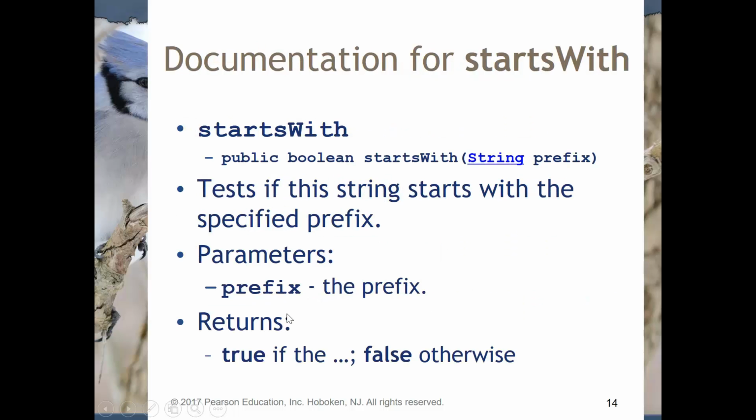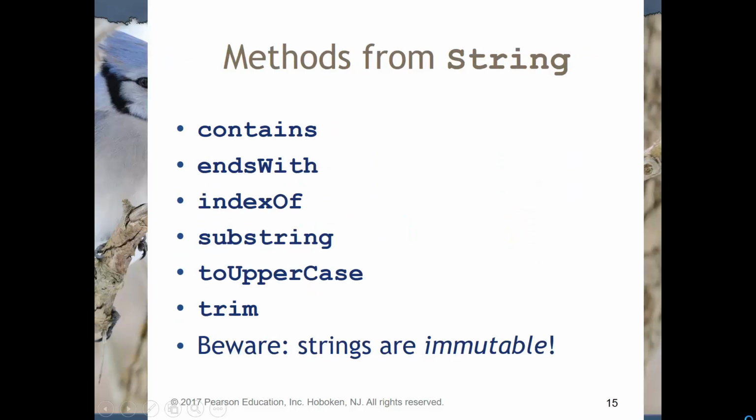So for startsWith, public boolean startsWith(String prefix), it tests to see if the string starts with the specified prefix. The prefix is right here, it's defined, and then it returns true if it does start with it, otherwise false. That's kind of a snippet of the JavaDoc, but if you look at the real deal, you'll see a lot more. Methods from String include contains, endsWith, indexOf, substring, toUpperCase, trim, and so forth. That's quite a bit more, I believe.